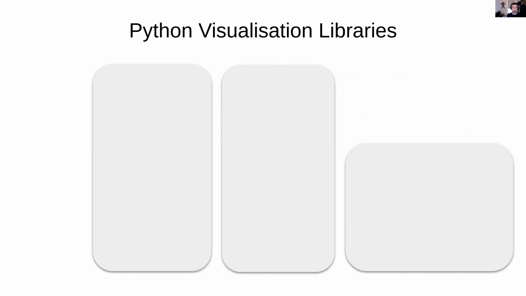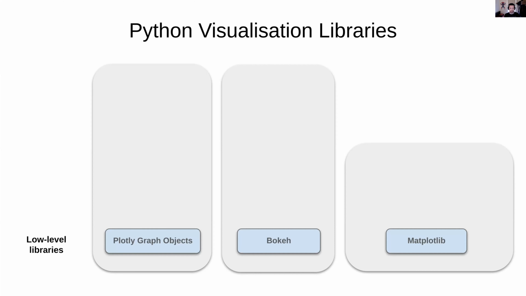Now, when you're looking at Python libraries, one way I find helpful to comprehend the Python visualization space is that we have our low-level libraries. We have Plotly, Bokeh, and Matplotlib. These are really powerful libraries that can all do a lot of things, but they can be a bit painful and laborious to work with again and again.